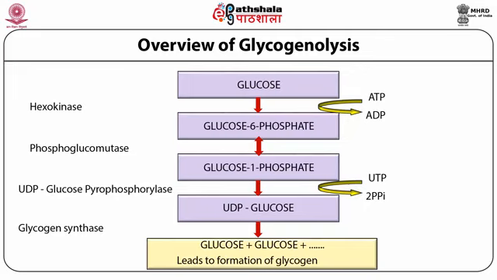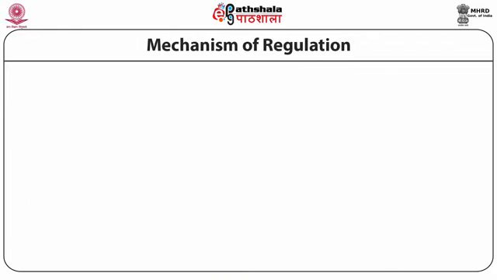Branching is catalyzed by a separate enzyme called the branching enzyme. It is also known as alpha-1,4 to 1,6 transglycosylase. Students may refer to module 25, that is on glycogenesis, for further detail. So now let's focus on the mechanism of regulation. The regulation is important to avoid a futile cycle.